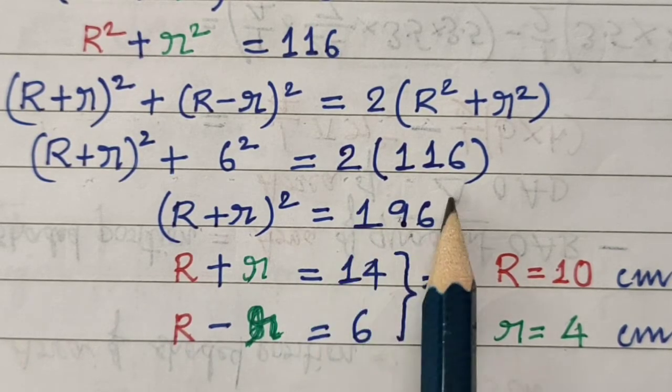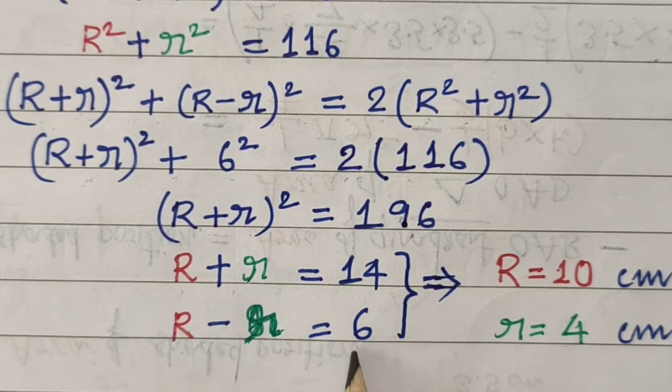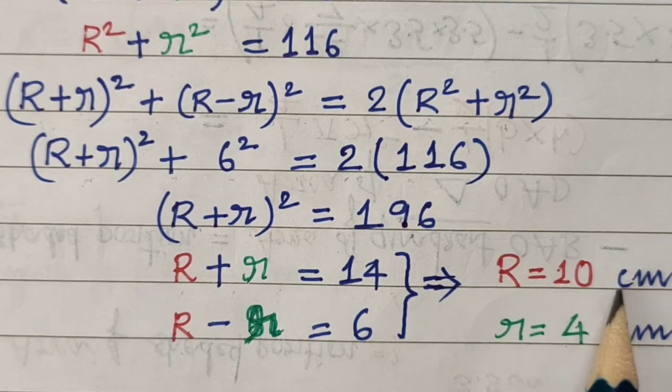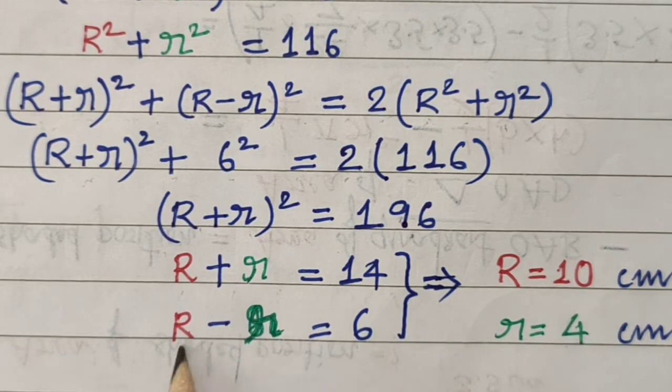Then the square root of 196 is 14. R plus r is equal to 14, and R minus r is equal to 6. So when you add these, 2R is equal to 20. Then R will become 10 centimeters. This is the radius of the bigger circle. When you substitute this here, you get small r is equal to 4, the radius of the smaller circle.